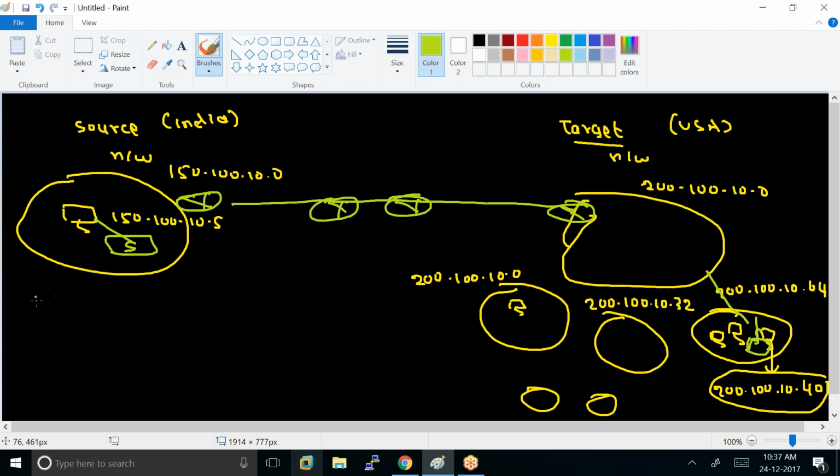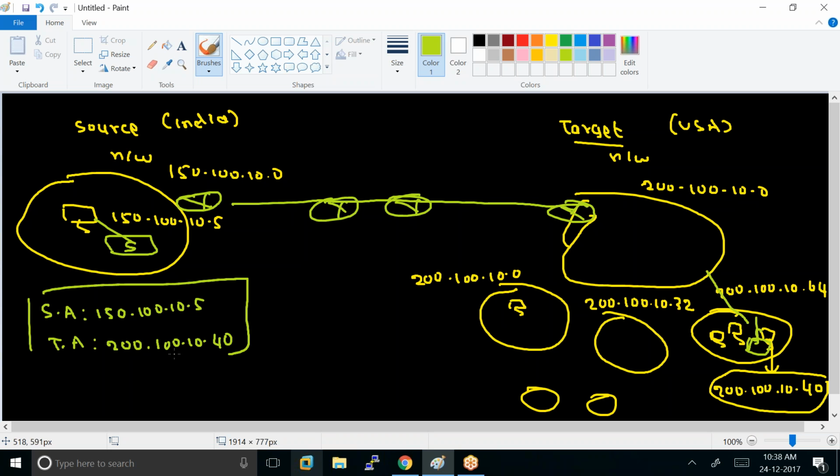Okay, so this is the scenario. Now a packet has been transmitted from the source network to the target. The source address will be 150.100.10.5. The target address will be 200.100.10.40. First, this packet will be transmitted to the switch. What will the switch do?